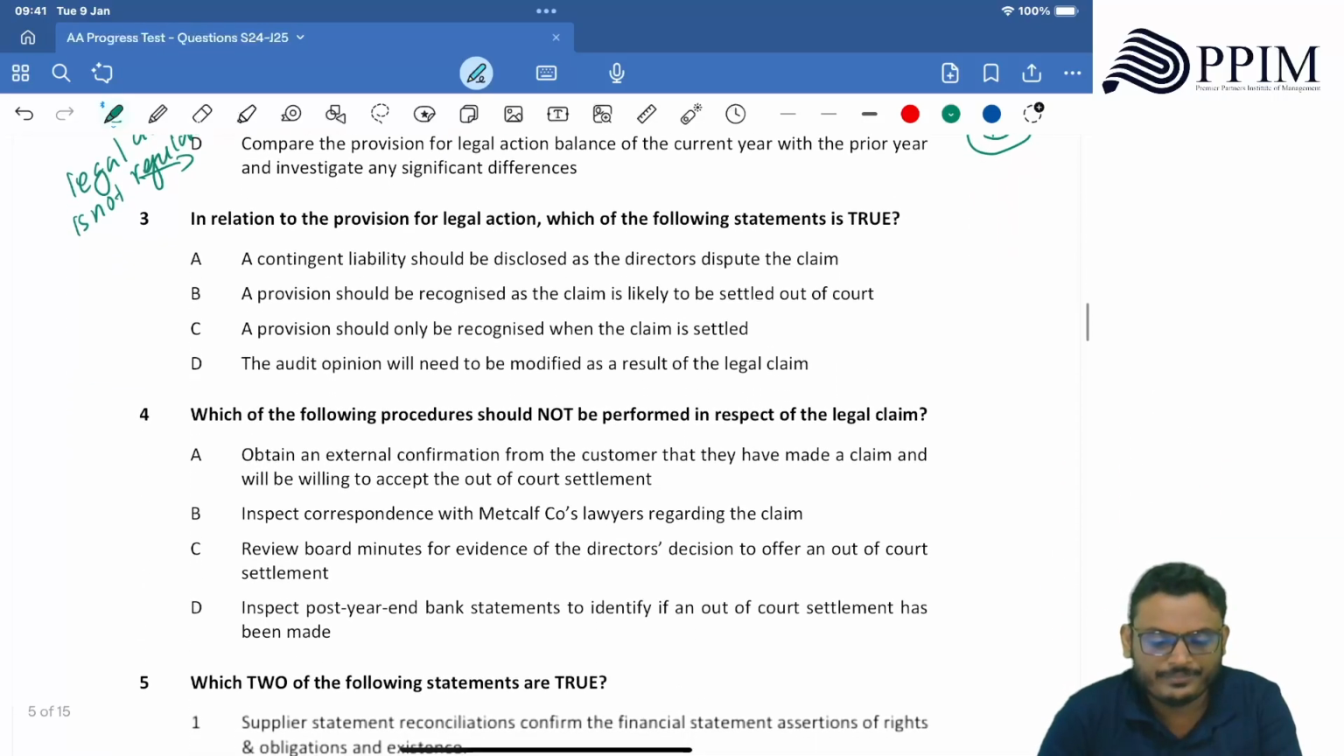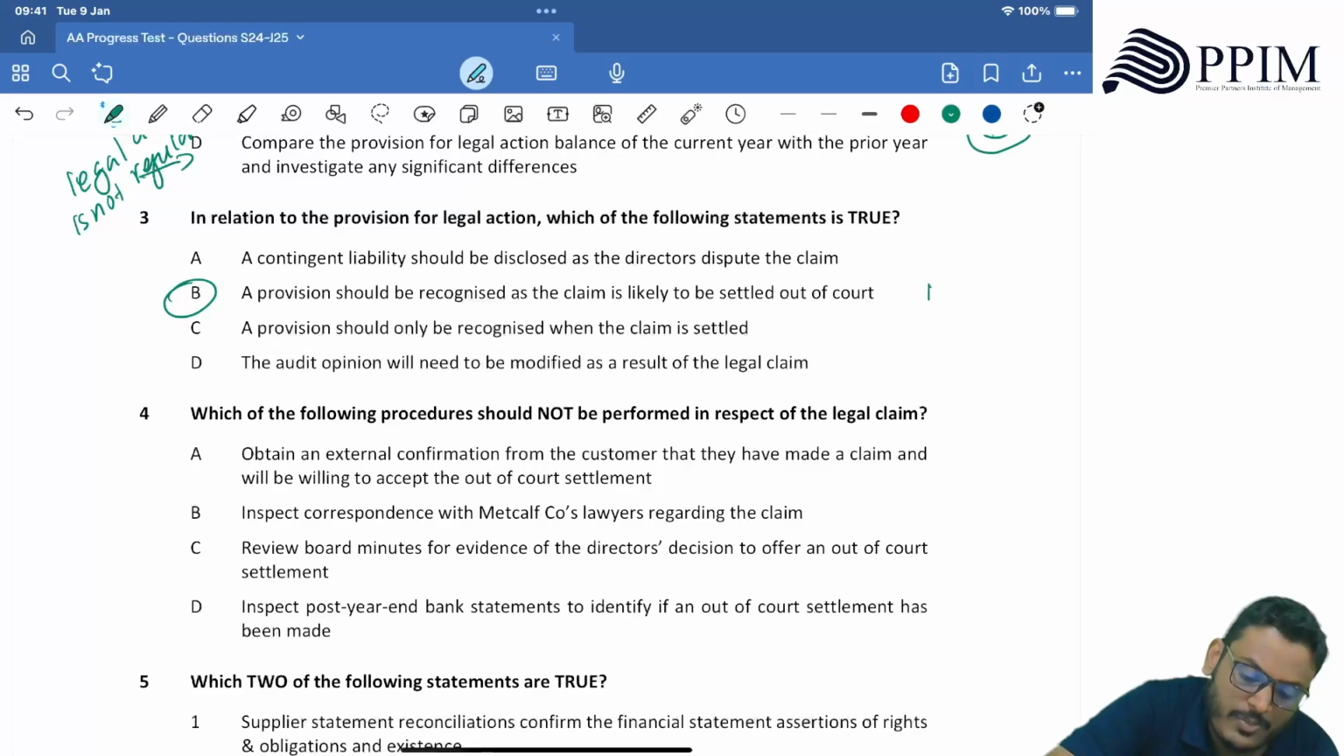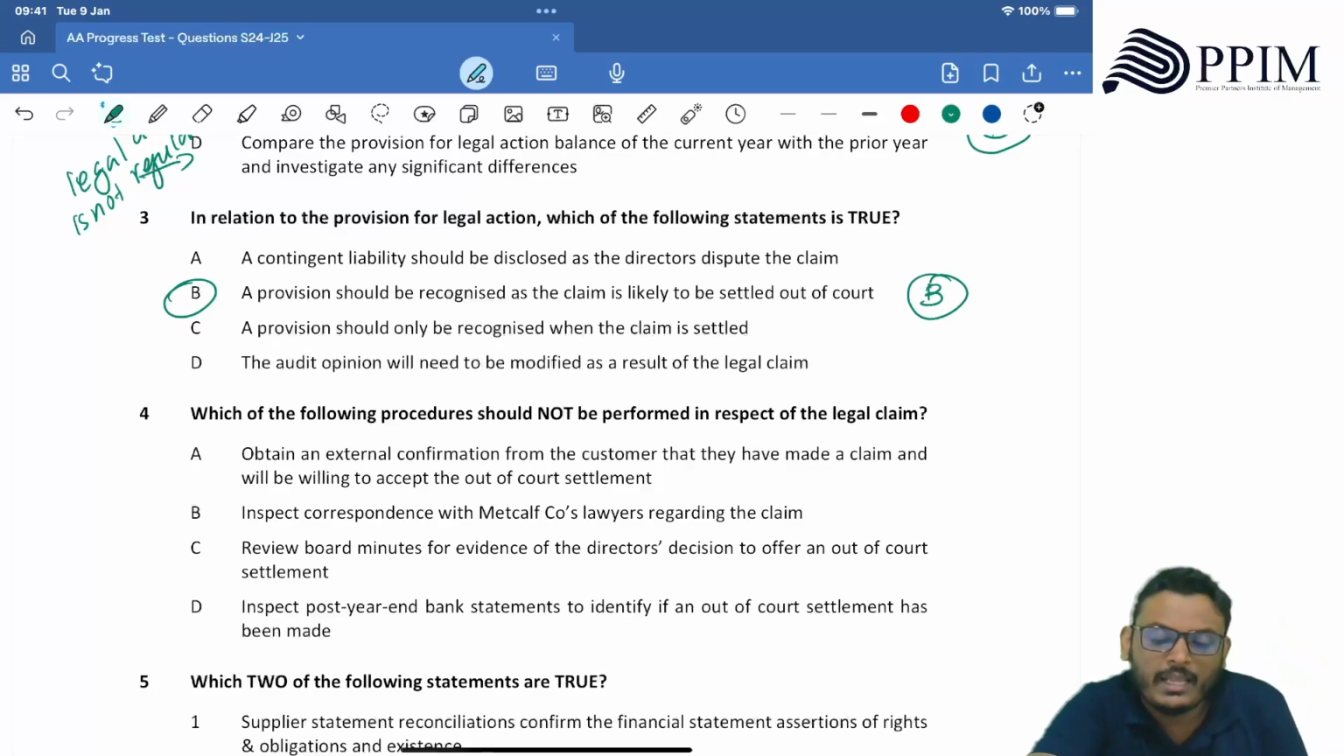Question number 3. In relation to the provision of legal action, which of the following statements is true? A contingent liability should be disclosed as the directors dispute the claim. A provision should be recognized as the claim is likely to be settled out of court. Yes, exactly, here the answer is B. You should recognize provision. The claim is likely to be settled out of court.